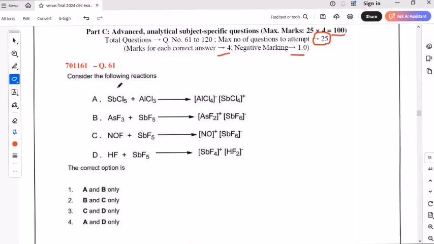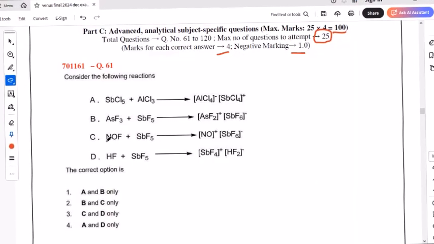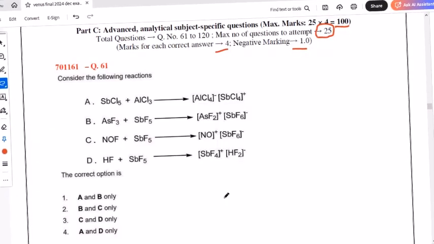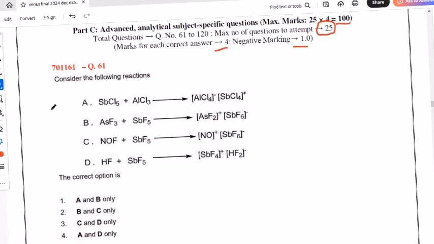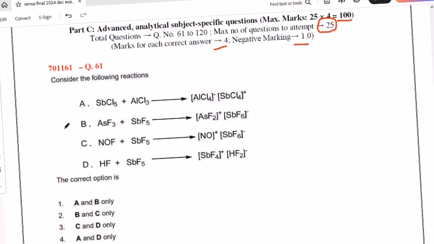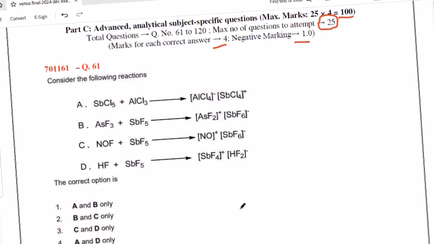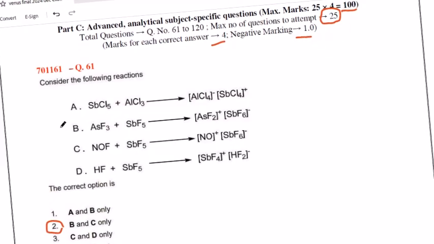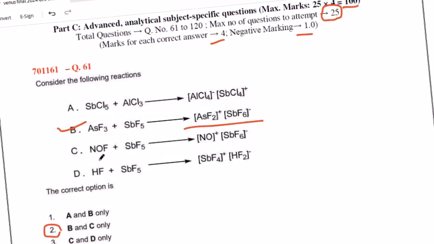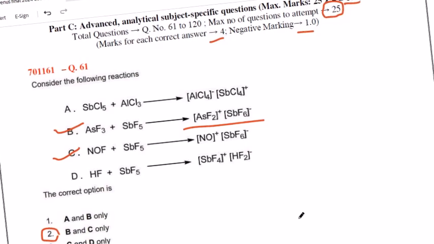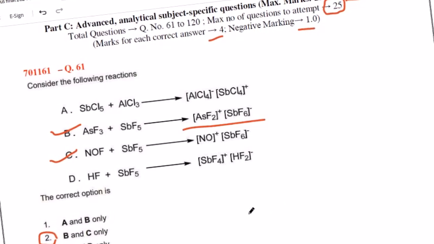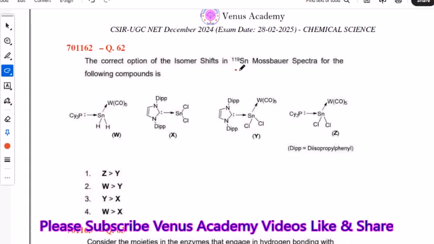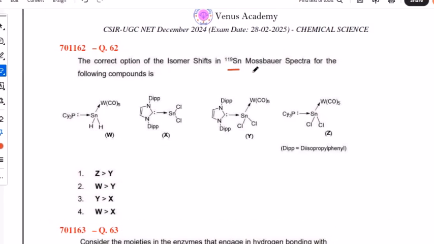Consider the following reactions: stibine, arsine, nitrogen and HF. So what is going to happen? What are the possible reactions under these 4 sets of reactions? So for question number 61, option 2 is the correct option, friends. That is, B and C are going to give these products, whereas the remaining are not going to give the specified products.